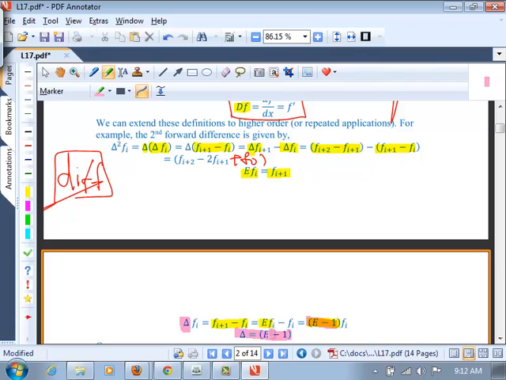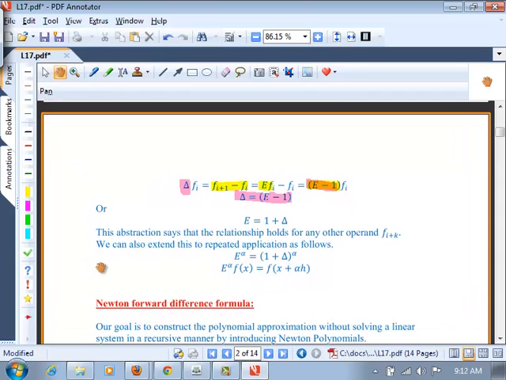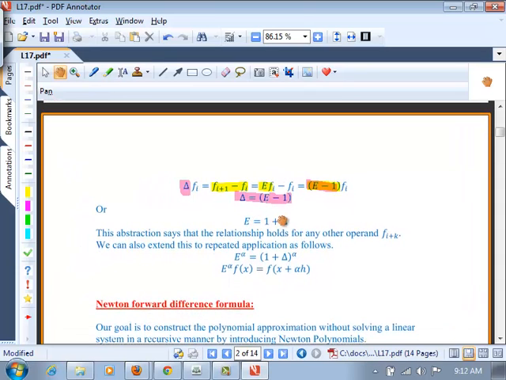Okay, now you can rearrange that as E equals 1 plus delta, as I've done there. And I can apply these operations repeatedly, right? That is, this is the first time. If I apply it a second time or a third time, the result will be the same. So I'm going to take E to the power alpha, and that will produce the same result as 1 plus delta to the power alpha, operating it alpha times.